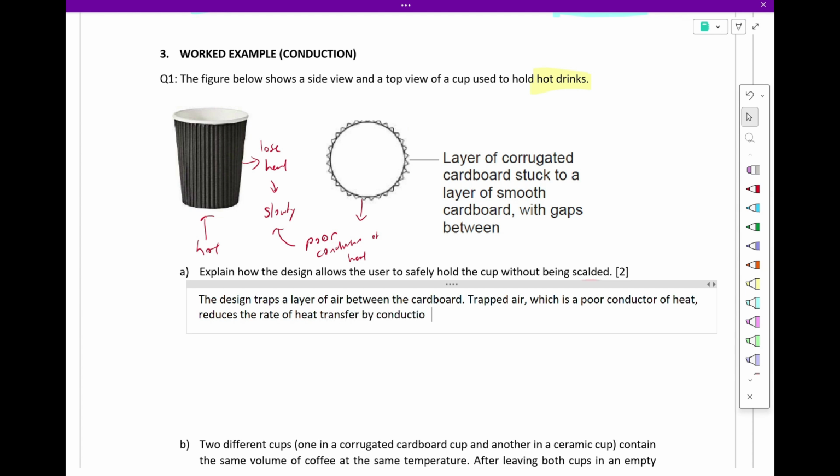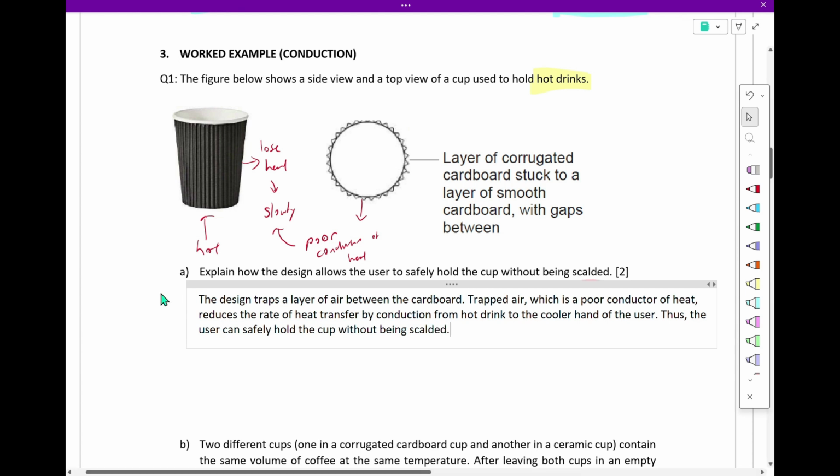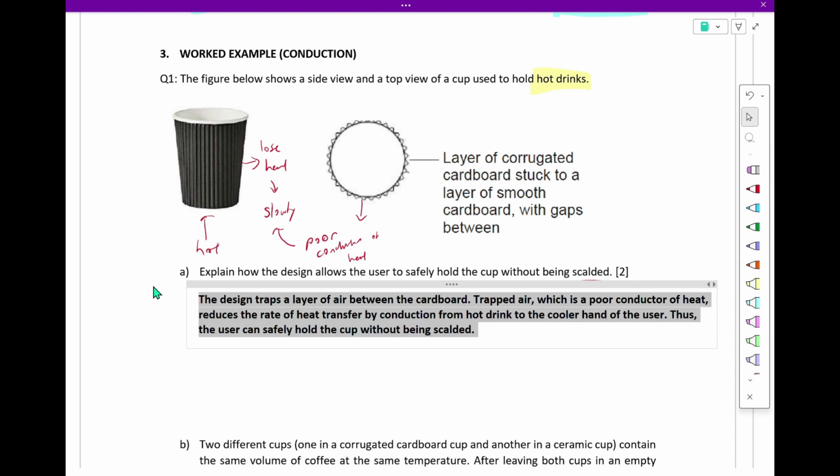Okay, so your trapped air, which is a poor conductor of heat, reduces the rate of heat transfer by conduction. Now remember, when we talk about heat transfer, from where to where, just like from what energy store to what energy store, heat transfer is from the hotter object, so from the hot drink to the cooler hand of the user. Thus, the user can safely hold the cup without being scalded. Now, if you don't know what scalded means, it just means being burnt by hot water. Okay, if you play Pokemon, Scald is also a very useful ability that has a 30% chance of burning. Okay, so this is how it works.